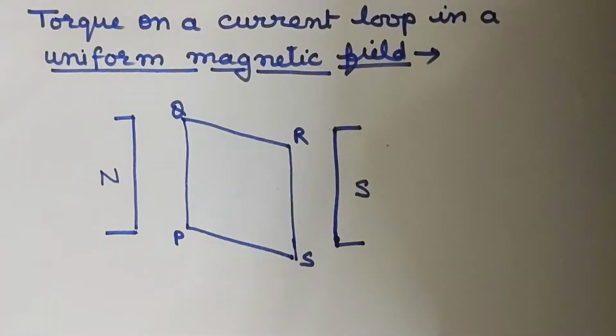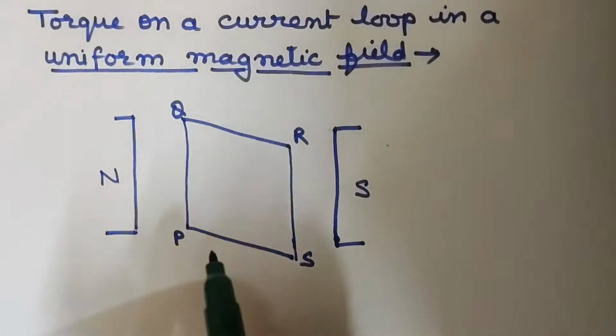Torque on a current carrying loop in a uniform magnetic field. If we place a current carrying wire in a magnetic field, we know that it experiences a force. Now we are placing a coil.